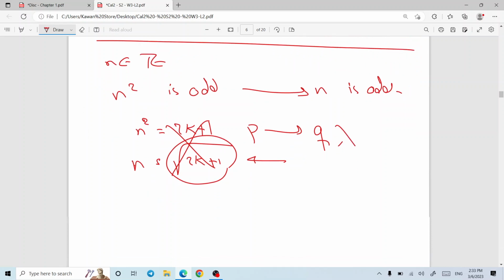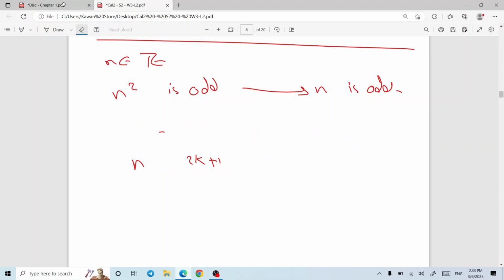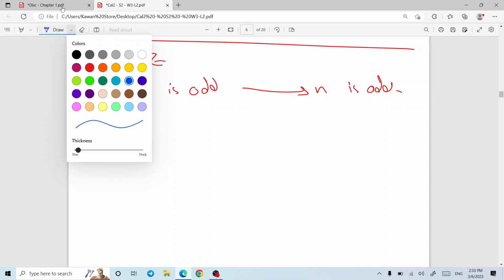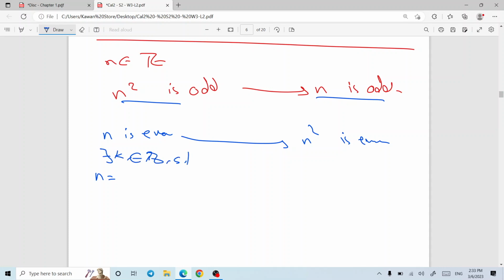So I'm going to solve it by what? We are going to solve it by what? Which method? Contrapositive. Okay, contrapositive. How? I say n is even, then I want to show that n square is even. Am I right? Okay, n is even means what? There exists k belongs to Z such that n equal to 2k.